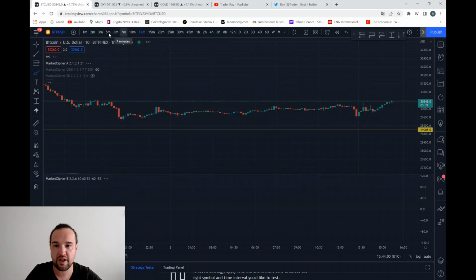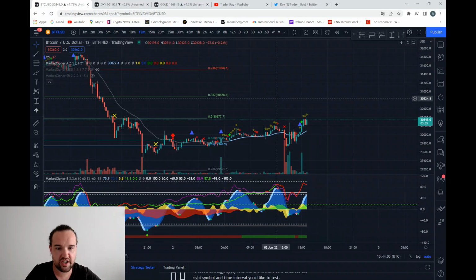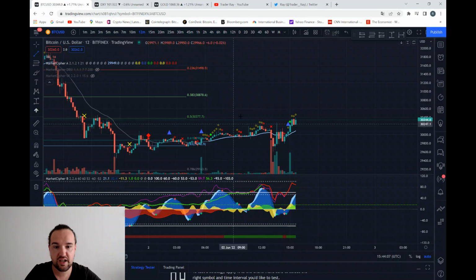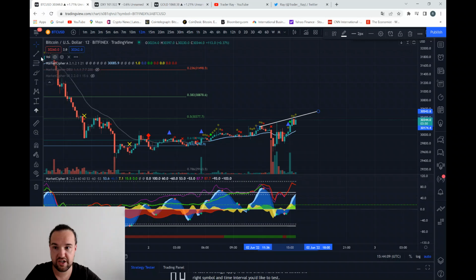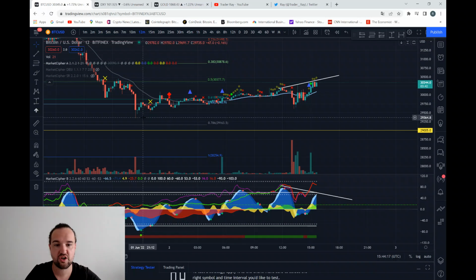Something that could play out, if we're really talking about the day-to-day action, is that we are making a higher high here on the price and then a higher low on the momentum wave. That could be a nice bearish divergence. If that happens and we're going lower, then of course I'm first looking at this low right here, approximately 29,300.